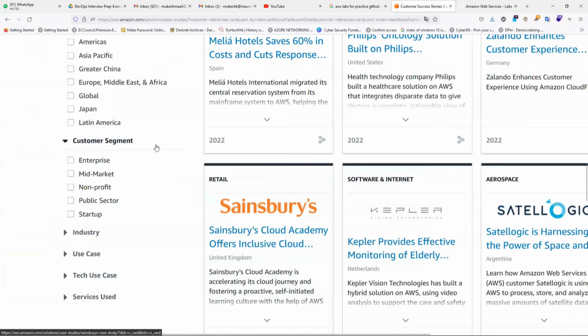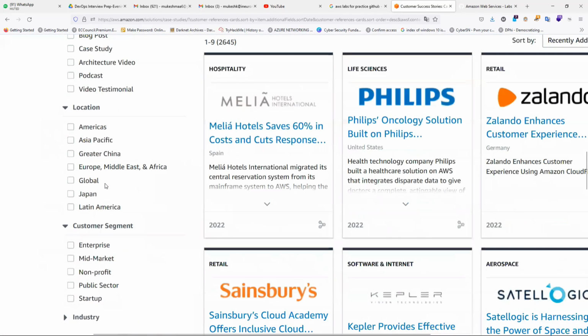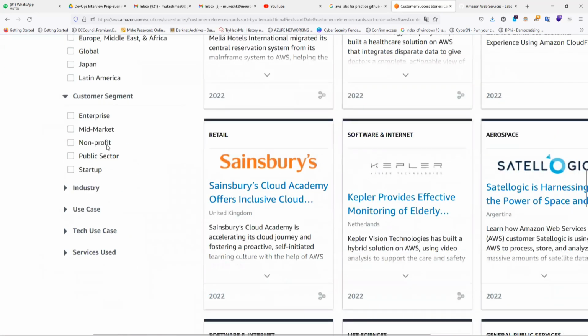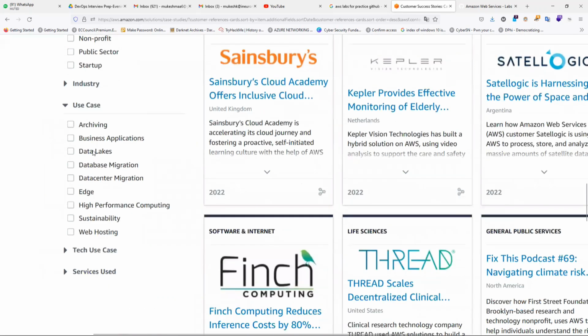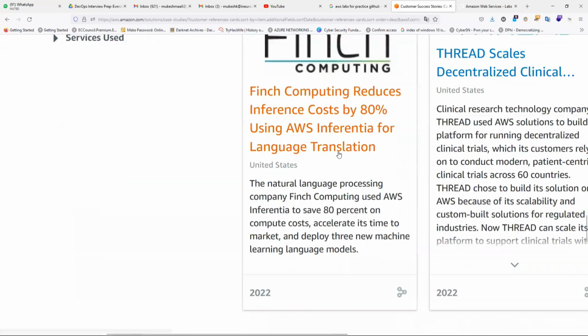So there you can categorize by country location, and what kind of content they have. Here you can say customer segment, like an enterprise company. They are providing for some startups. So there you can just see, on the basis of business application, database migration, data center migration, this kind of case studies you will get. So you can go through any one or two to get a little idea.